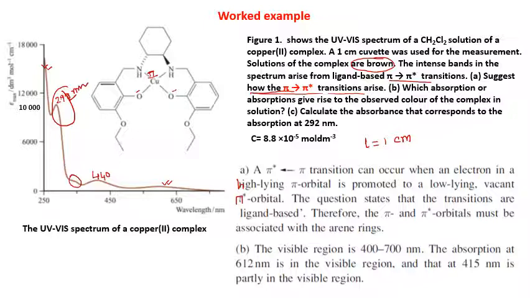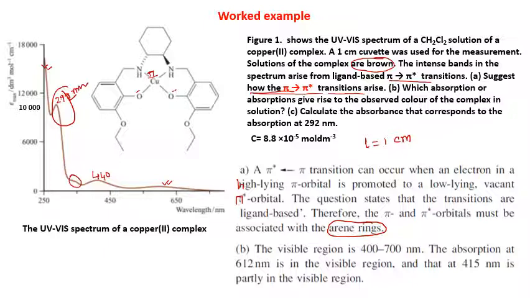Now the question states that the transitions are ligand centered. So therefore these pi to pi star transitions must be associated with the arene ring. The reason I have told categorically why the arene rings are responsible is because this arene ring contains the pi star molecular orbital, not the cyclic diamine ring. Now the second part is which absorption, one absorption or multiple absorptions, gives rise to the observed color of the complex in the solution.